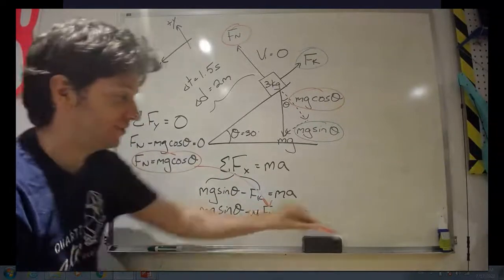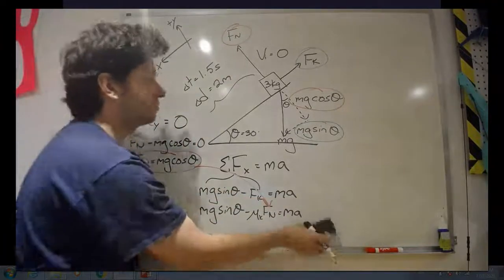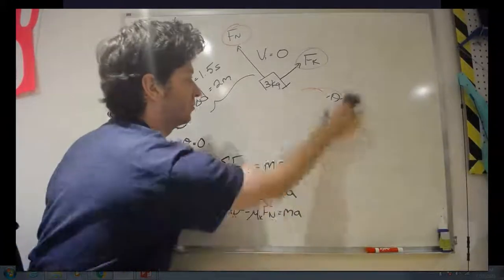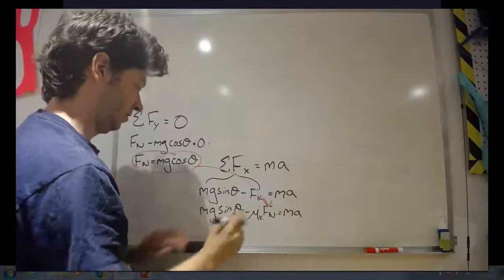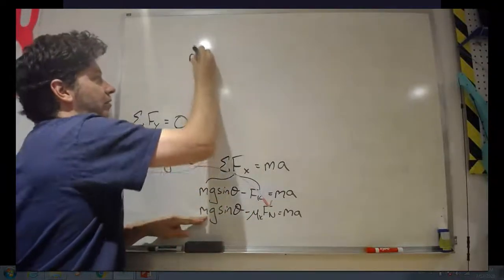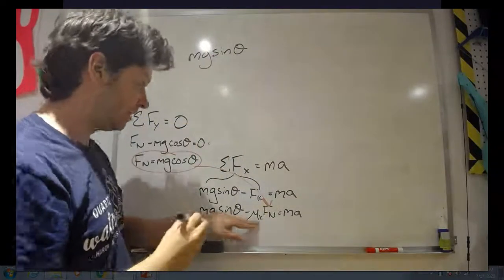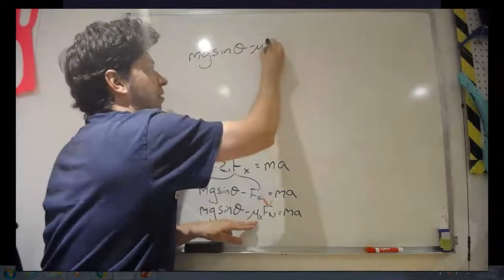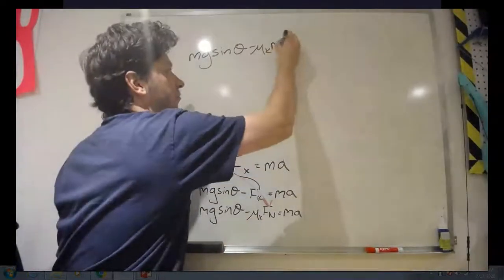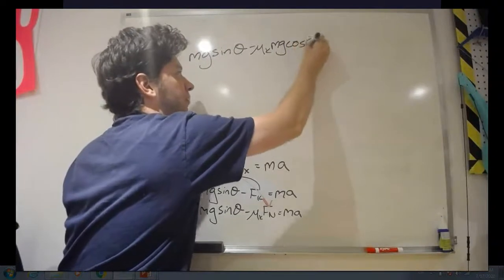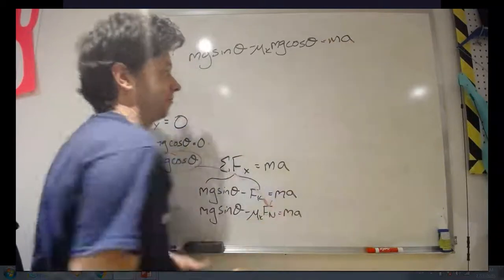When we do that, we get something really cool. I'm just going to erase this diagram so I have some more room here. So you have mg sine theta minus mu k, and instead of Fn, I'm going to write mg cos theta, which equals ma. Now here's the cool thing.